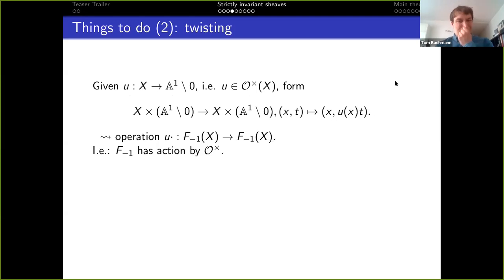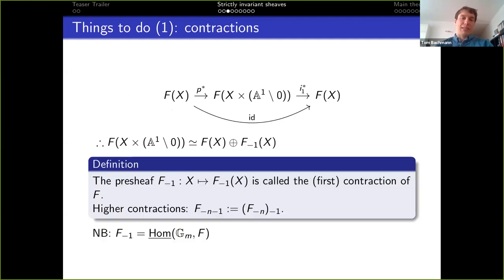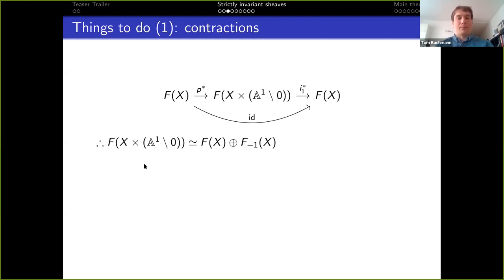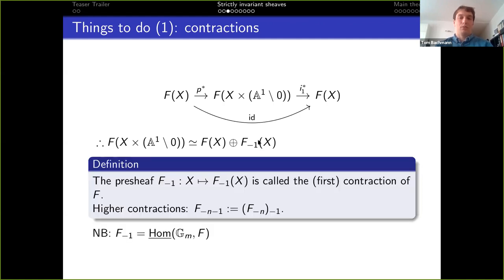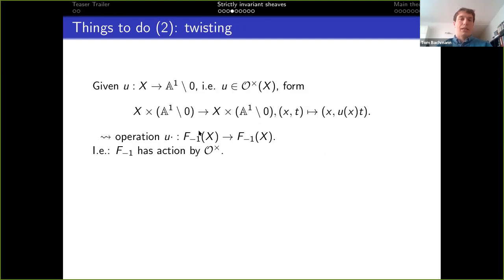So the point is that we had f_{-1} defined as a summand of f of X times A^1 minus 0, and any automorphism of X times A^1 minus 0 is going to define an automorphism of f evaluated at X times A^1 minus 0. Any automorphism of a sum of two objects has a sort of matrix form, and one entry will be an endomorphism of this guy. If you pass to this particular summand, which is the first contraction, you get some map, which we can denote by multiplication by u or something like that.